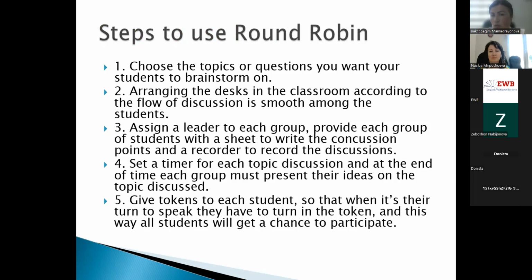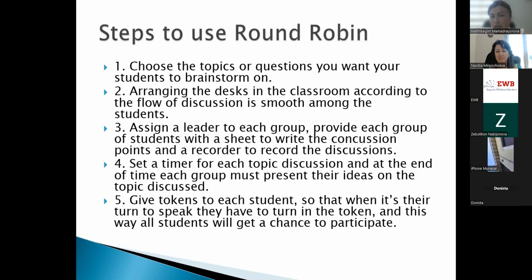First, you choose the topic or question you want your students to brainstorm on. Then arrange the desks and the classroom so that the flow of discussion is smooth among the students. What does it mean? You put the students in a circle, and the sharing of ideas starts from one student and goes clockwise.